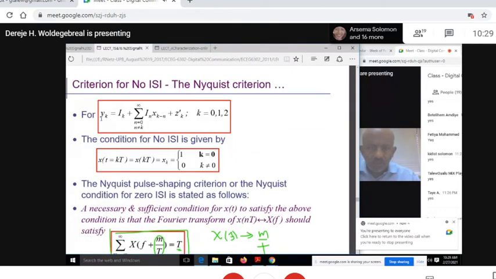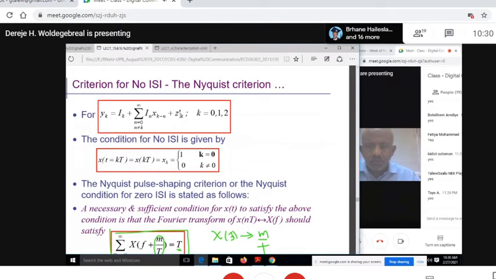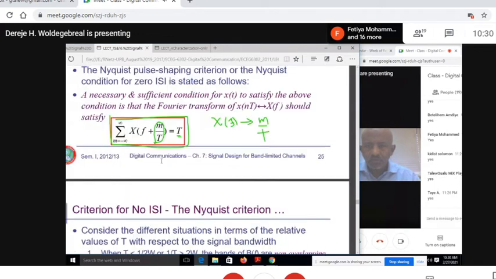This is y of k, the desired information is I of k, the second term in the summation is the interference, and the third one is the noise. So the question is, in the sample domain, how to bring the second term to zero. Okay, how to bring the second term to zero.